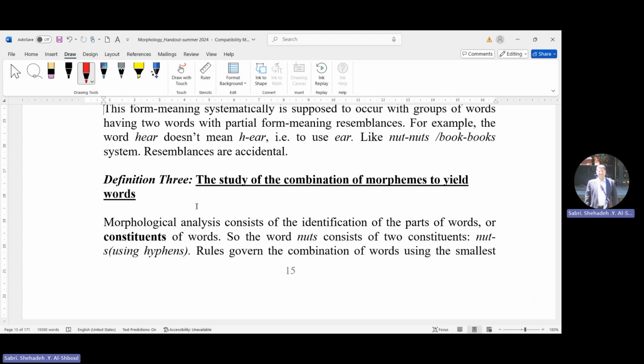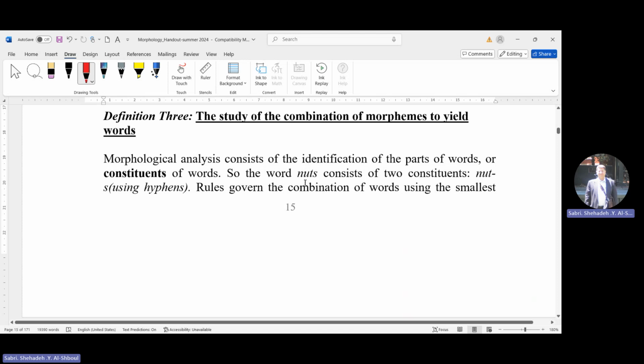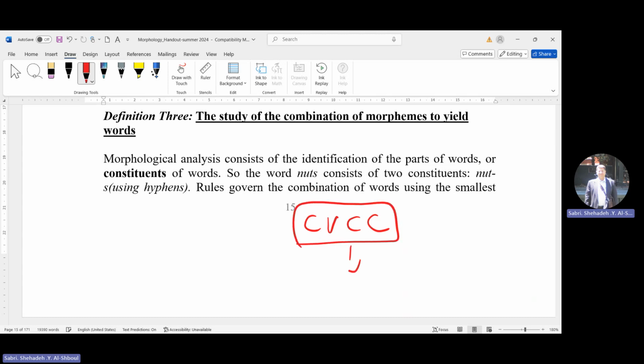If we remember that a constituent is a word or a group of words that function as a single unit within a sentence structure, like DP, determiner phrase, VP, verb phrase, PP, prepositional phrase, TP, tense phrase, and so on and so forth. All of them represent a kind of single unit within a sentence. From this perspective, we can say that the morphological analysis consists of the identification of parts of words or constituents of words. So the word nuts actually is no longer CVCC, in the sense that all these Cs bear the same weight. But here we look at it as if it contains two constituents. Constituent number 1 is not, constituent number 2 is s, which is the plural marker.